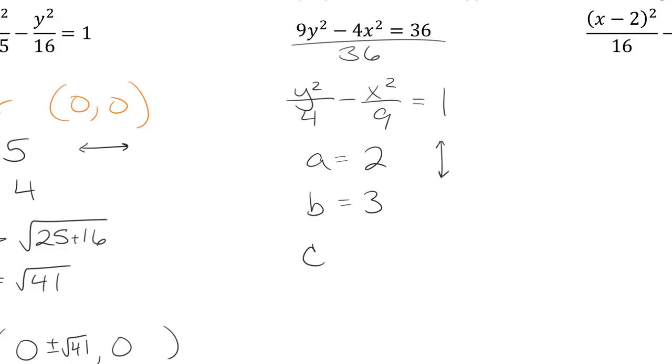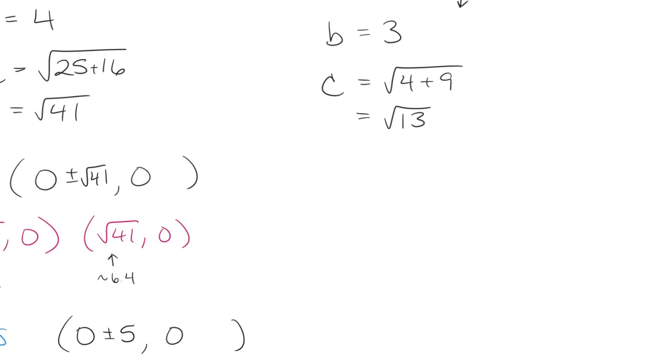The C value I find by doing the Pythagorean theorem, which is 4 plus 9. 4 plus 9 is 13, so C is square root 13, which we can't do the square root of without making an irrational number, so we'll leave it as square root 13. Now we go through the same steps.